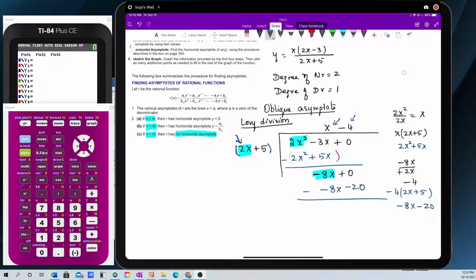Now, I don't have to worry about the remainder. I'm getting a remainder of 20, and I don't have to worry about that. What I need is this part here, the quotient. So this is giving me my oblique asymptote, y equals x minus 4. So this is my oblique asymptote.